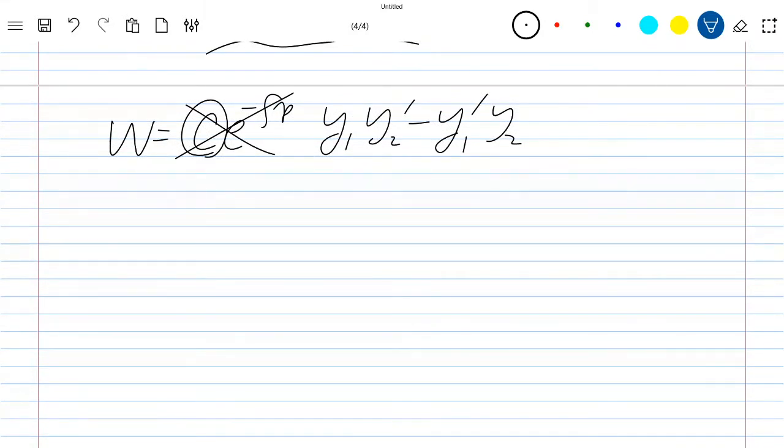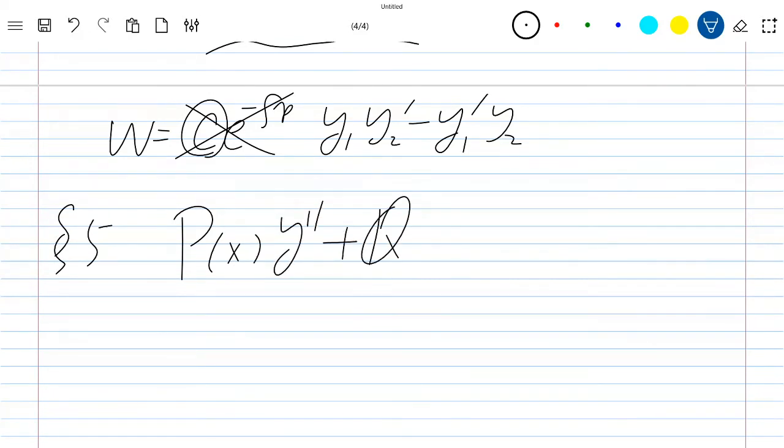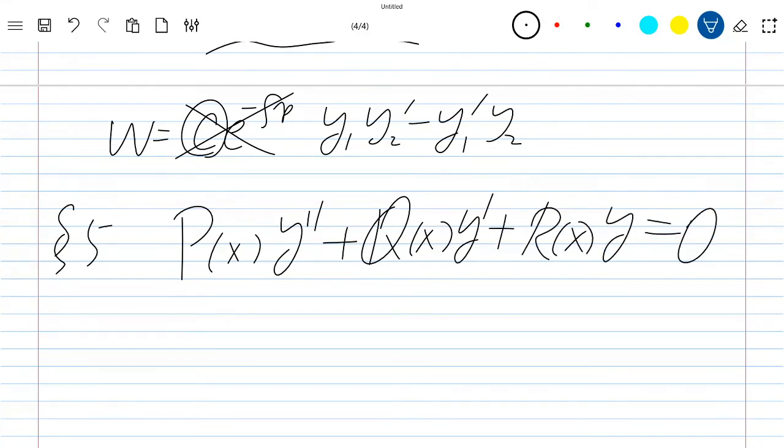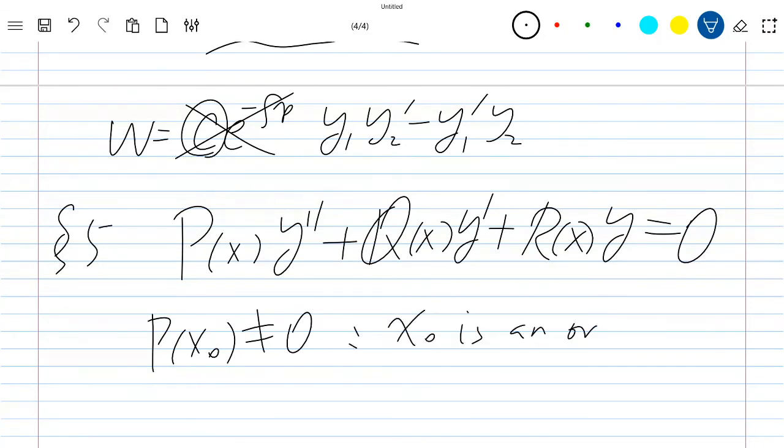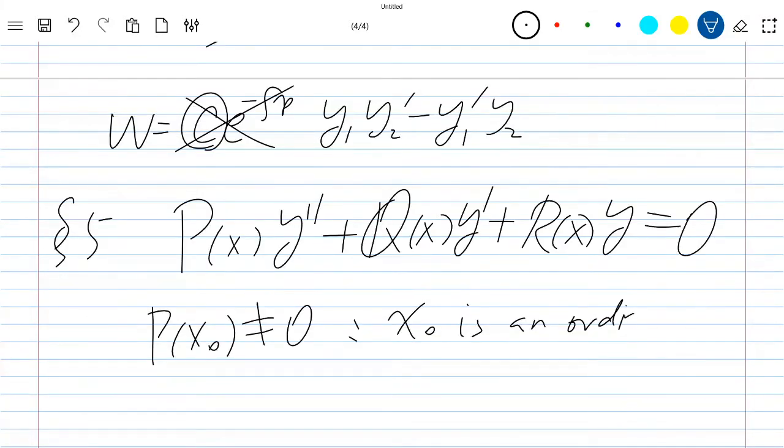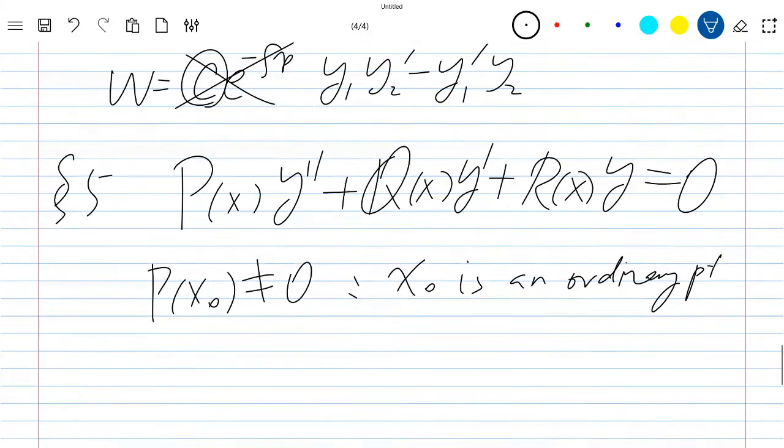All right, that's it for chapter 3. Chapter 5 is power series solutions. Suppose you have a second order equation like that, and these P, Q, R are smooth functions, but usually they are polynomials. If we happen to have a point x0 where P(x0) is non-zero, then we say x0 is an ordinary point, so you can use the power series solution.